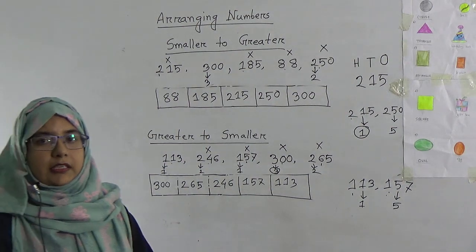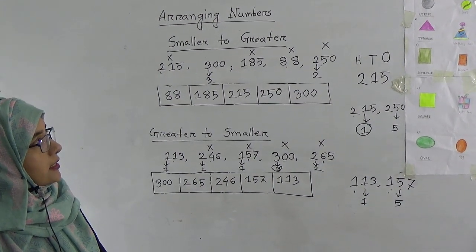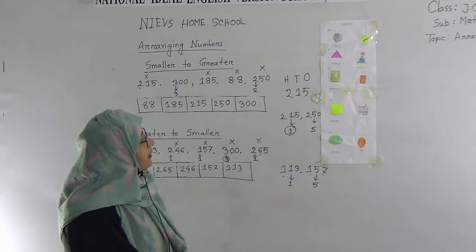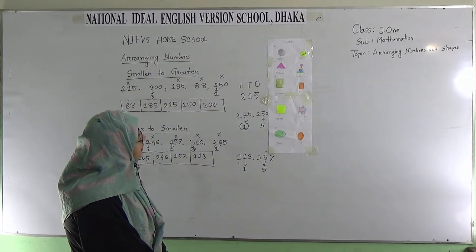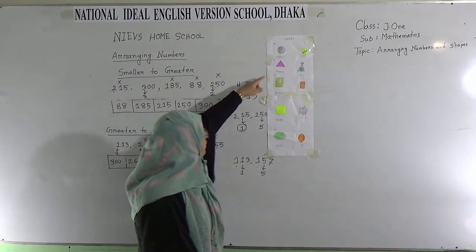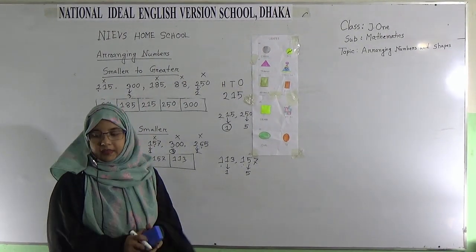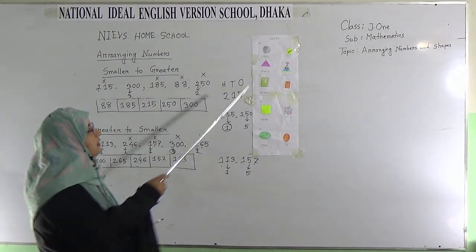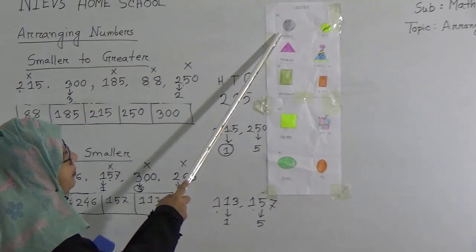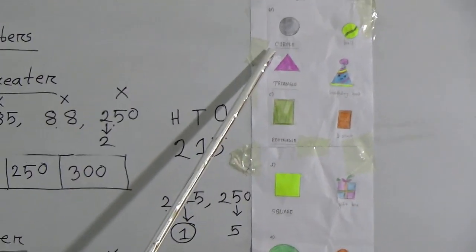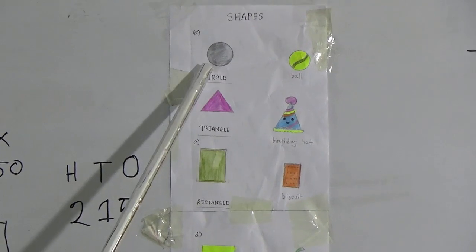My dear students, let us discuss another topic. Our topic is shapes. There are some shapes here. We will learn the names of the shapes. The name of this shape is circle. It is round. The shape of a ball is a circle.